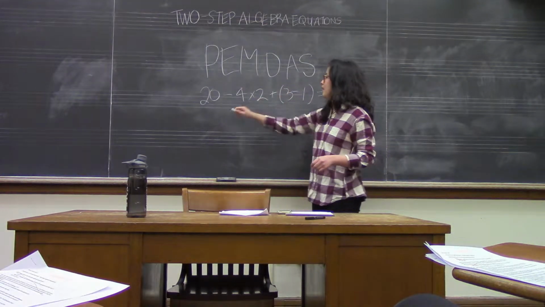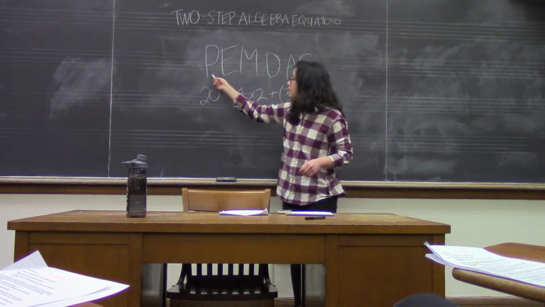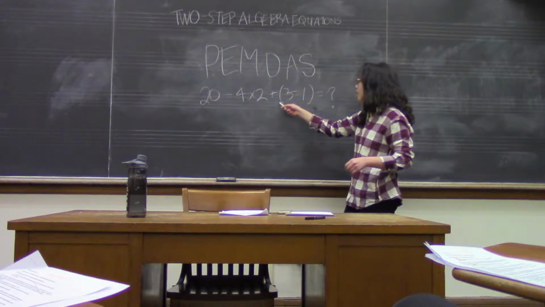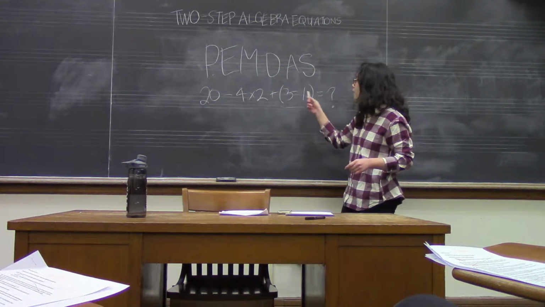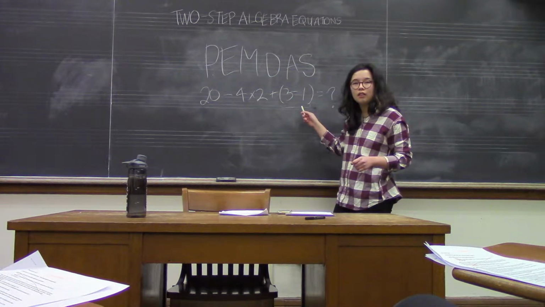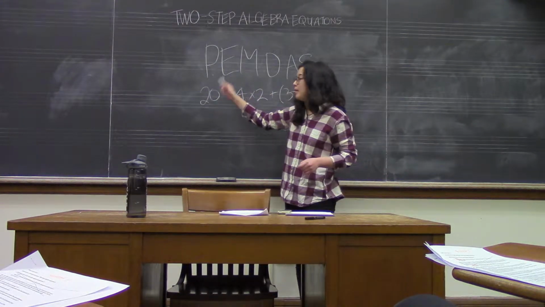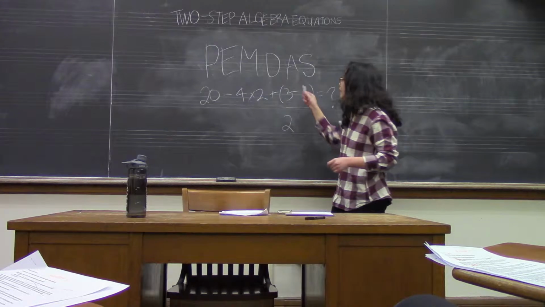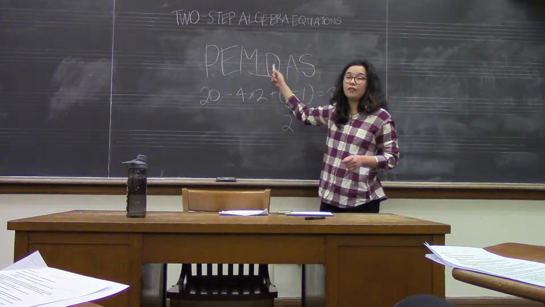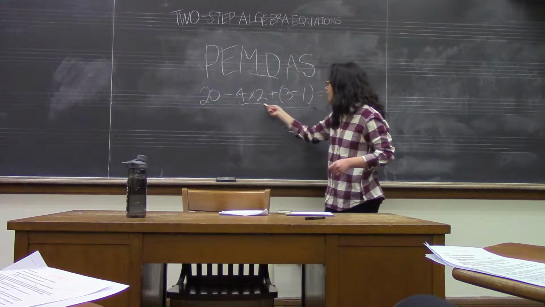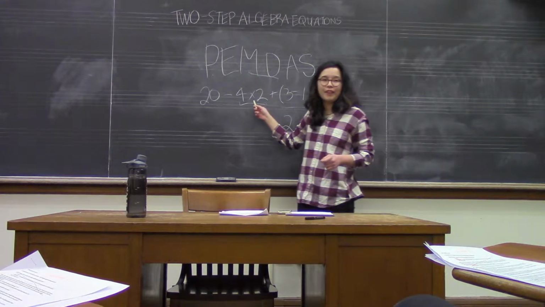PEMDAS tells us how to do this equation and in what order. P stands for parentheses. In this case, we have a set of parentheses, so we do what's within the parentheses first. What's 3 minus 1? 2. E stands for exponents, but there are no exponents, so we skip that step and move on to M and D, which stand for multiplication and division. We have one multiplication, 4 times 2. What does that equal? 8.